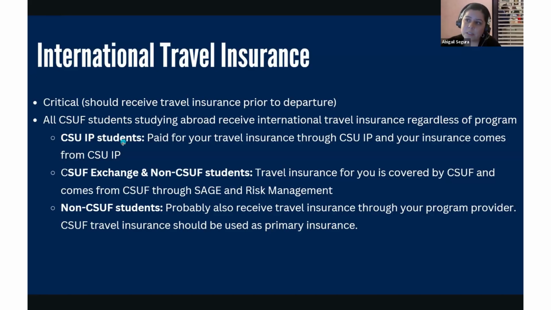For those of you doing CSUIP programs, your travel health insurance is something you actually paid for through CSUIP, and CSUIP is handling it. They'll be the ones providing you with your insurance card and more instructions. For the rest of you, those doing CSUF exchange and non-CSUF programs, your travel health insurance is provided by Cal State Fullerton at no additional cost. You will receive it as a PDF via email, and the majority of you already got it with instructions on how to use it.